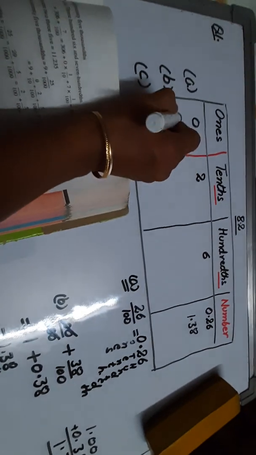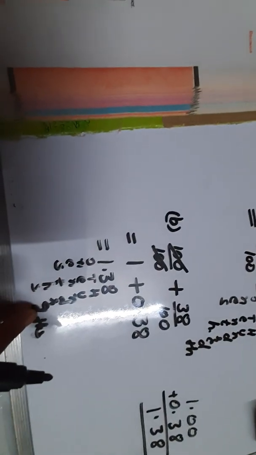So we will fill first column as 1. Then on 10th place we have 3. So we'll place 3. On 100th place we have 8. So we will fill 8. So in this way fill the values. I hope the concept is clear to you. Now dear students, try the third part yourself. Okay, before looking at the video, try the third part yourself.